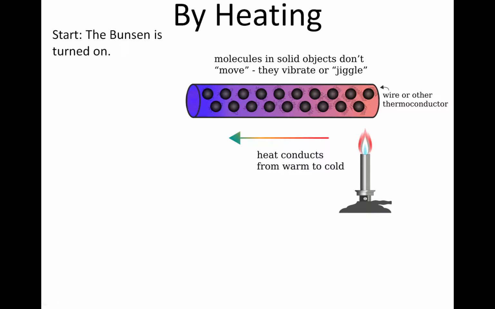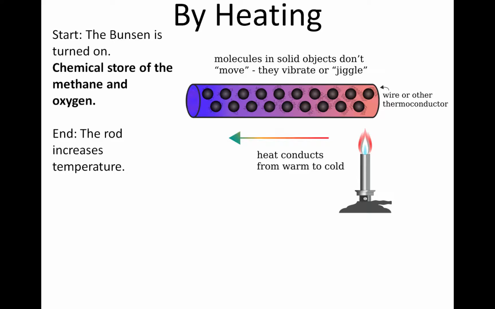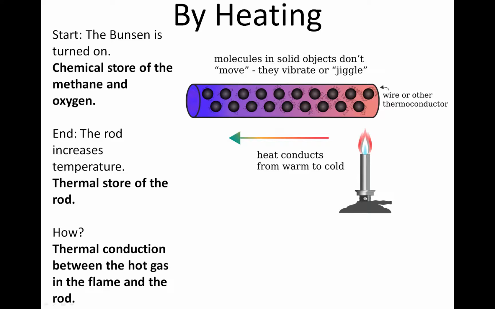This time by heating. The start point is the Bunsen is turned on. This is the chemical store of the methane and the oxygen, which will then react in the flame. The end point is the rod increases in temperature. So therefore, the store is the thermal store of the rod. And finally, how did this happen? Thermal conduction between the hot gas in the flame and the rod.